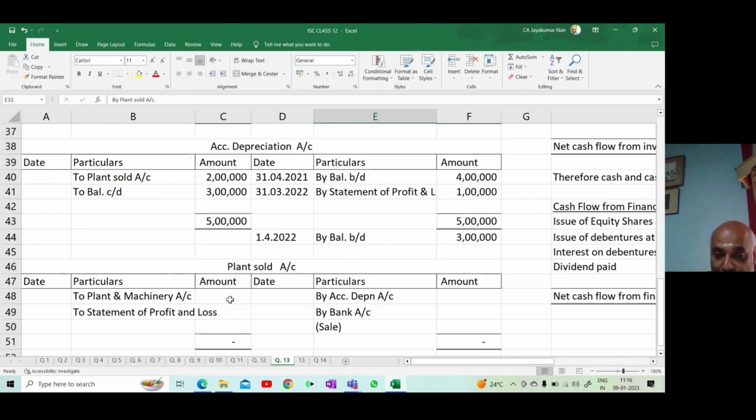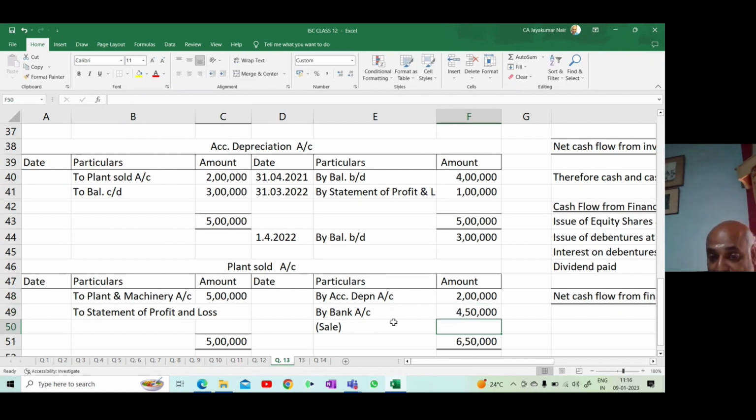Here it will be to plant and machinery. The value of the asset sold is 5 lakhs. And here you have written to plant sold account, so here it will be by accumulated depreciation 2 lakhs. So what does this mean? You have sold one of the plants, and the historical cost of the plant is 5 lakhs. Accumulated depreciation on that plant is 2 lakhs. So 5 lakh minus 2 lakh is 3 lakhs. So 3 lakhs worth of plant you are selling. Selling it for what price? You're selling it for 4 lakh 50,000.